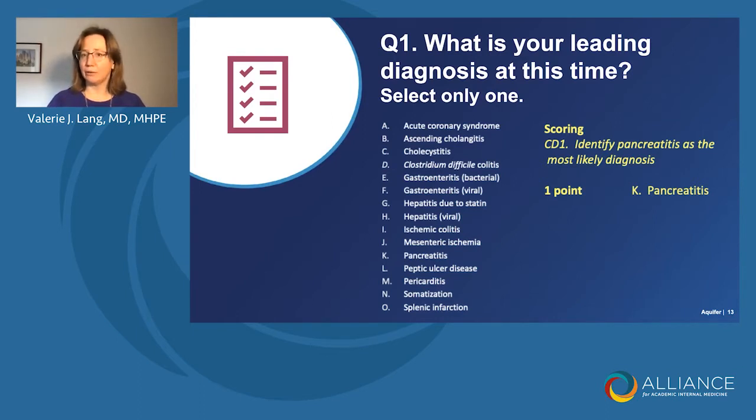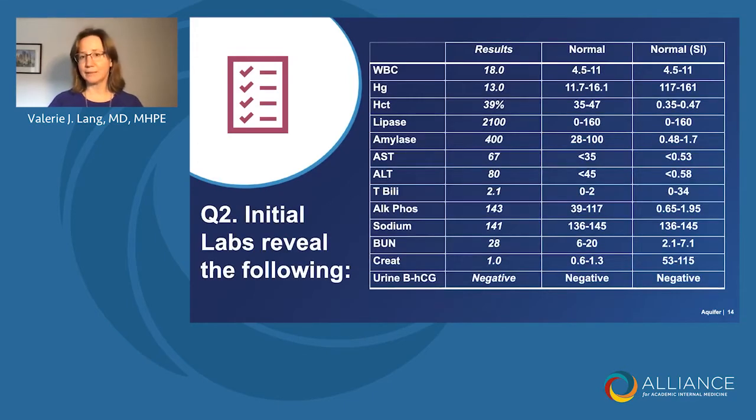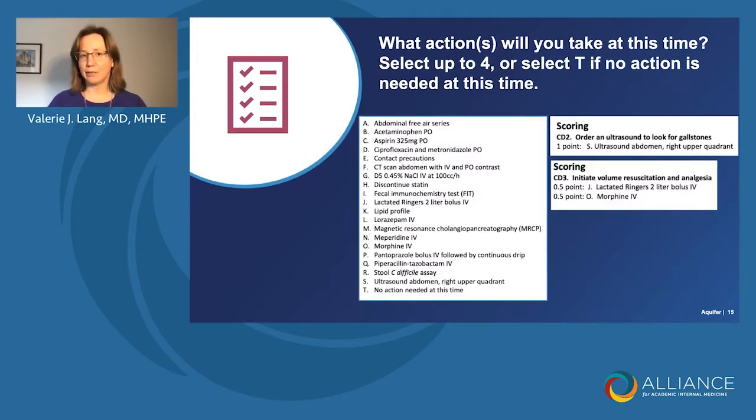But then we lock in that answer and we reveal some more information. In this case, we reveal the laboratory studies. So at this point, the student can see the patient has a leukocytosis and they have an elevated amylase and lipase. But they can't go back and change their answer. Then we ask them another question.